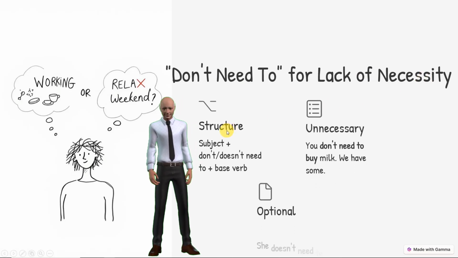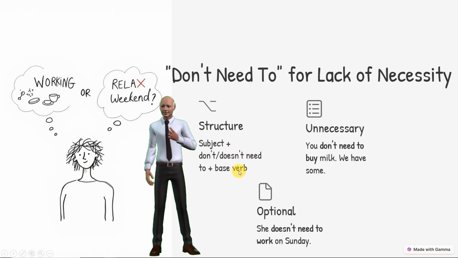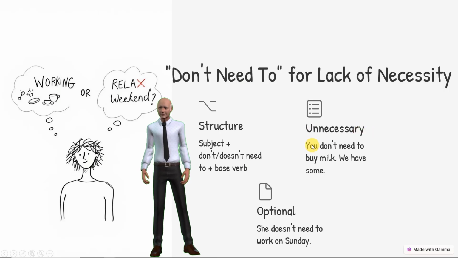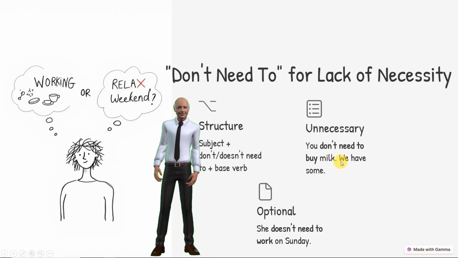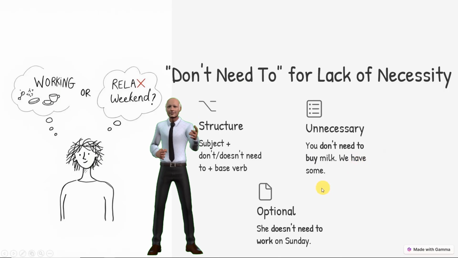Let's look at don't need to, lack of necessity. The structure: subject plus don't or doesn't need to plus the base verb. The unnecessary, it's not necessary to do it. You don't need to buy milk, we have some. Or you don't need to do all the questions like I told you just now.